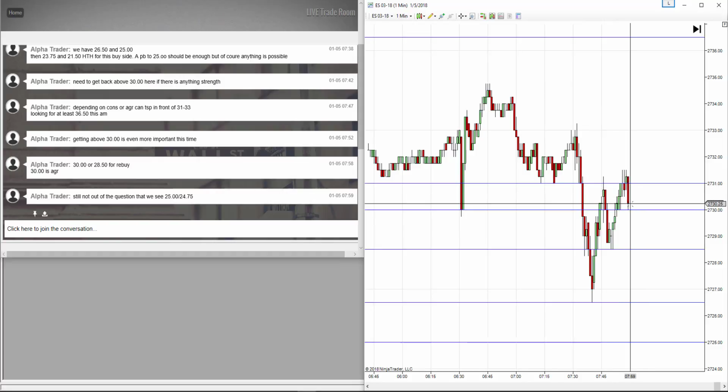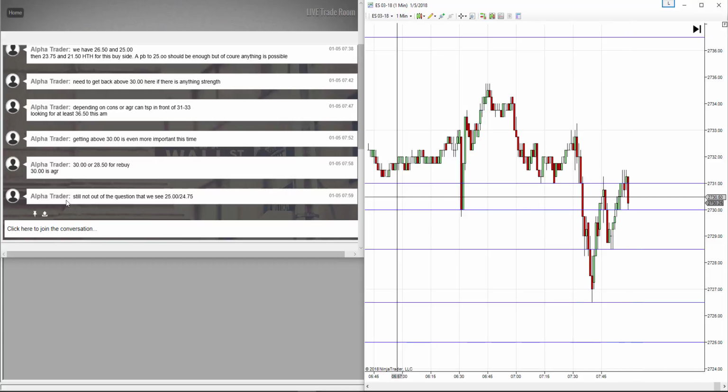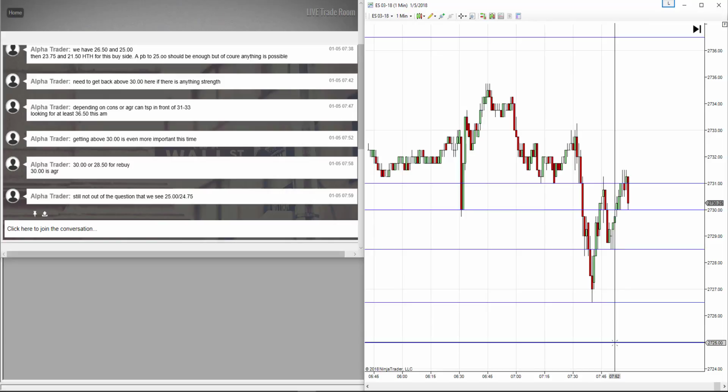You're long at that price. Okay, so at 59, we have this post still not out of the question. We see 25, which is this one down here, or a tick below that, and that assumes if we keep on dropping, that's where we're headed next. But remember, we're still long. We're still up a few points in this single trade from the 26.75.